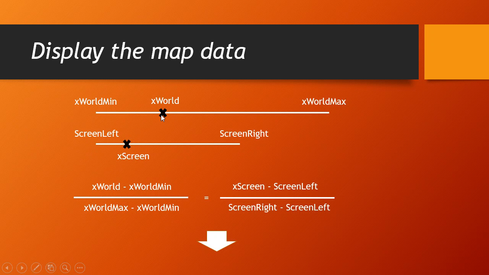Now, there is a point. It is called x world on this line. And of course, if we want to display the map on the screen, this point should have an exact position on the screen. So let's assume this point is a point on the screen, which represents this point x world in the real world. So what is the relation between these 2 points?